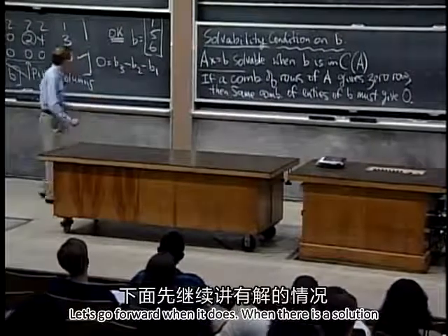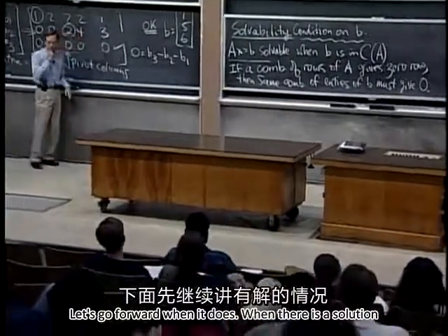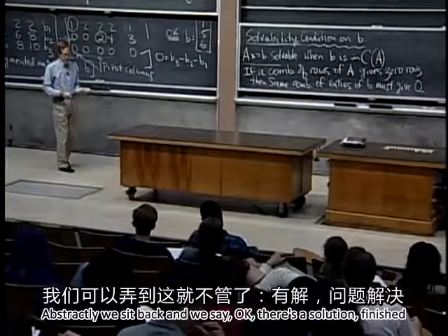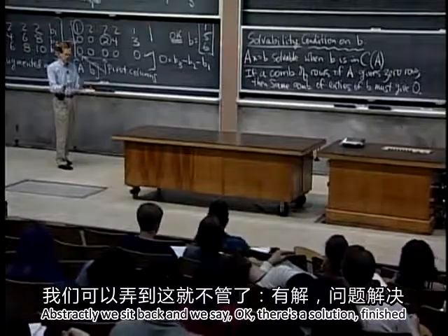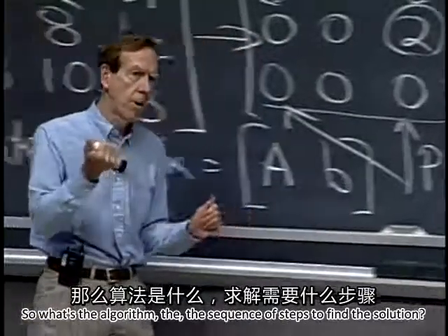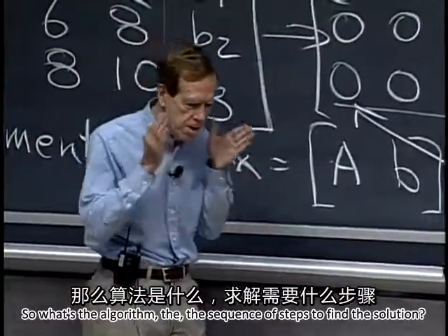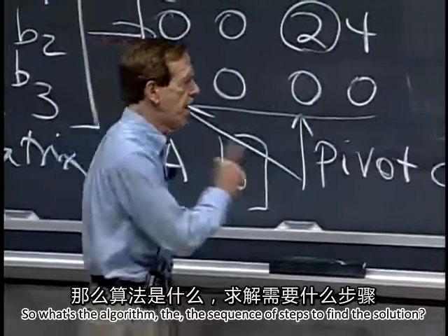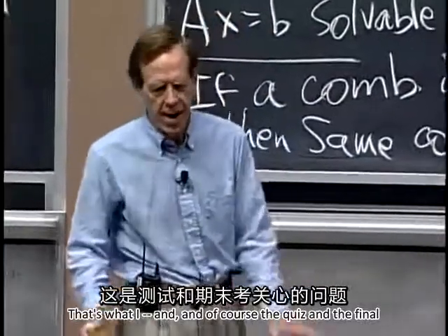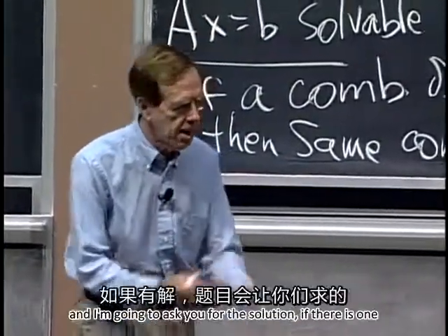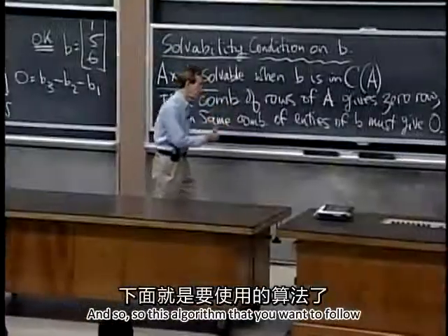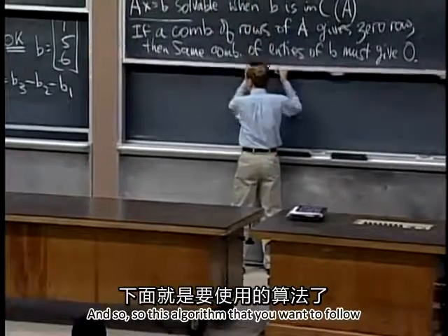Let's go forward, when there is a solution. And so what's our job now? Abstractly, we sit back and say, okay, there's a solution, finished. It exists, but we want to construct it. So what's the algorithm, the sequence of steps to find the solution? And of course, on the quiz and the final, I'm going to give you a system Ax equal b, and I'm going to ask you for the solution, if there is one. And so it's this algorithm that you want to follow.